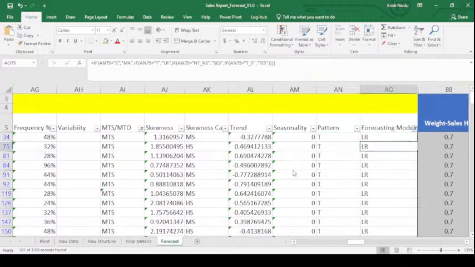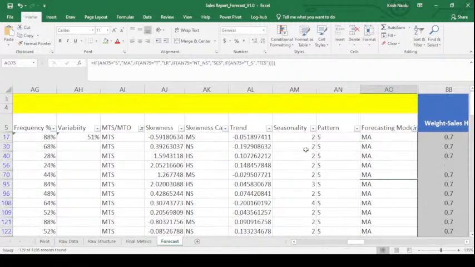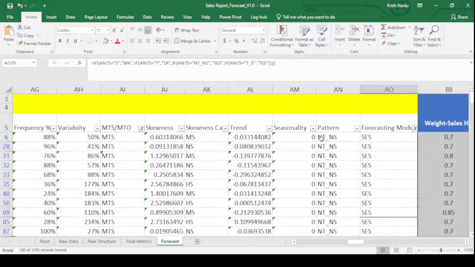Now if I go to another model, let's say moving average. In the moving average, you can see the opposite: we do not see any trend, we see only seasonality. So here we are using the moving average model as a forecast. I have already shown SES, right? SES is used when neither trend nor seasonality is present. In that case, we use it as the forecast for no trend and no seasonality.